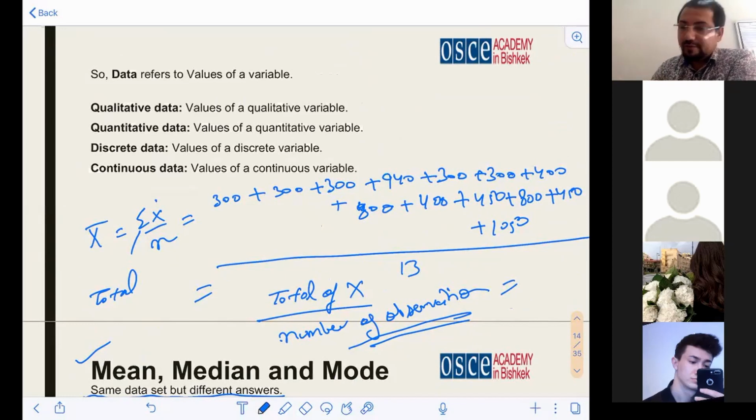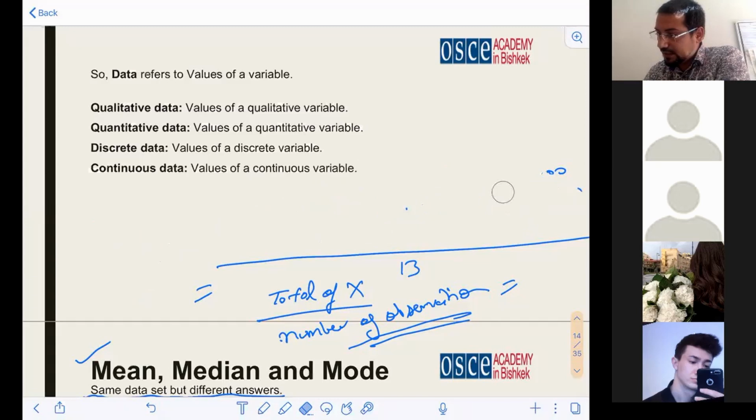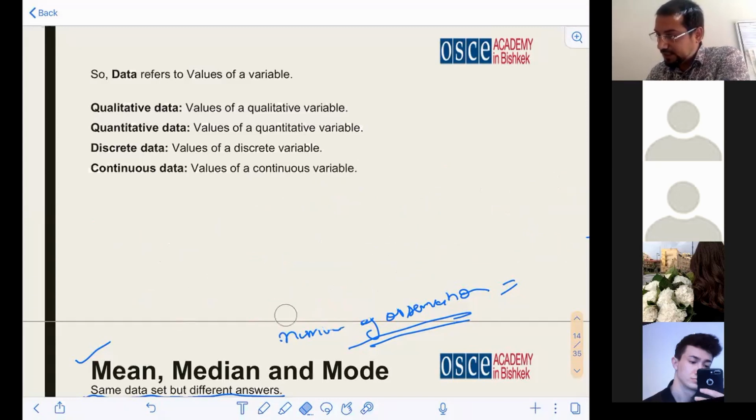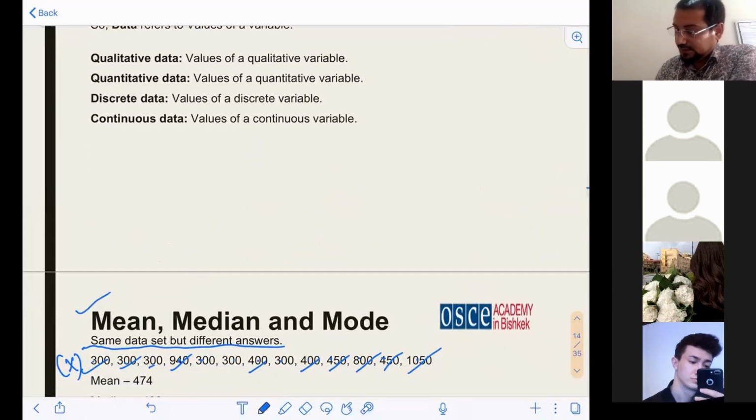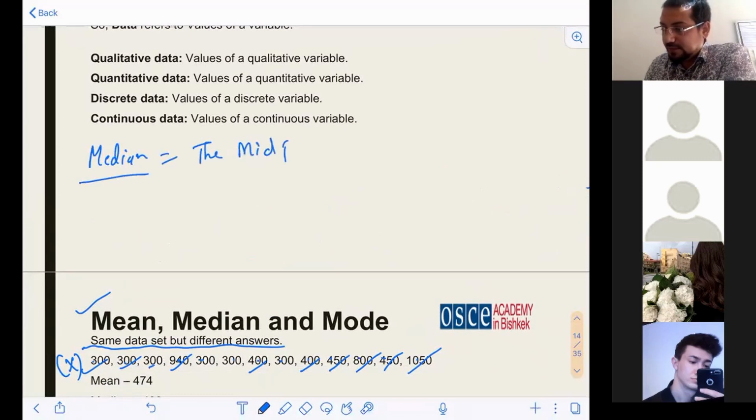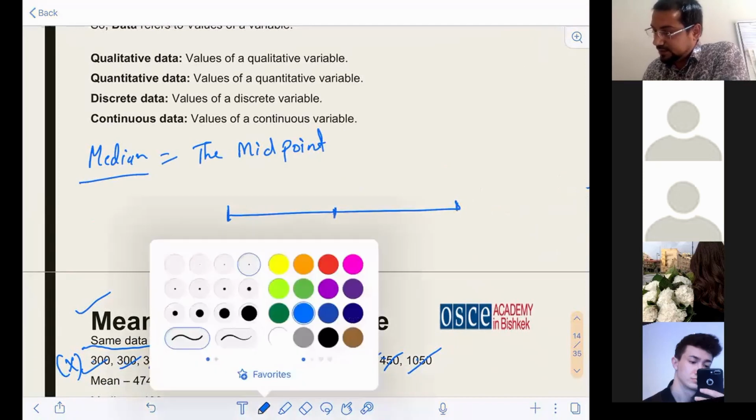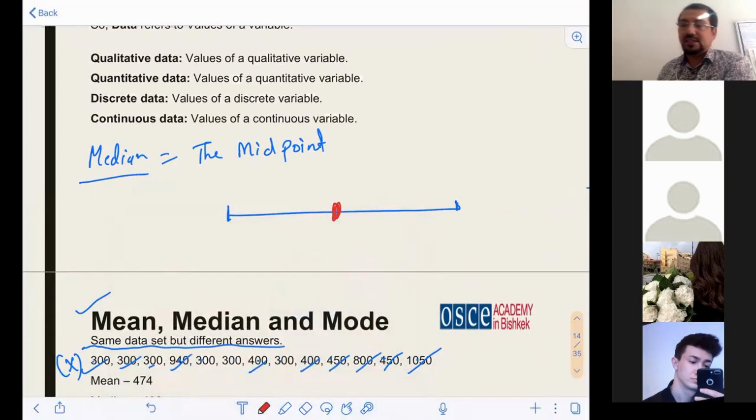So mean is also average, but let me go to another average, which is called the median. Just keep the mean in mind, and then we will see the difference. Why do we need to calculate? Let's look at the calculation first, and then we will come to the analysis. So look at the median. The median is actually called the midpoint. For example, if you have this, let's say, what is the midpoint? Somewhere here, yes or not? Somewhere here would be the median.